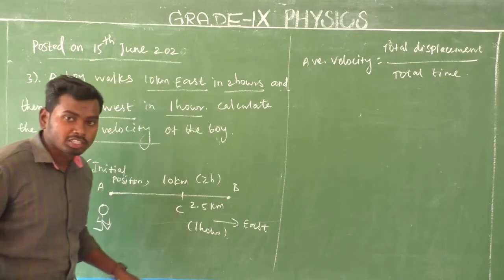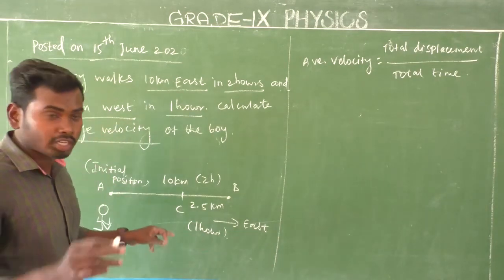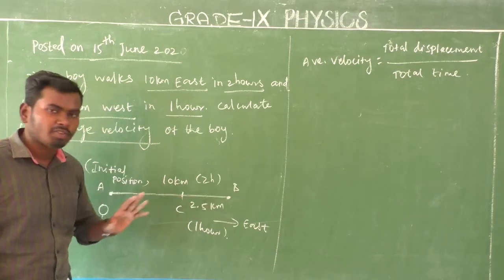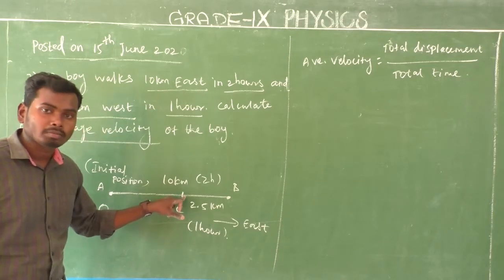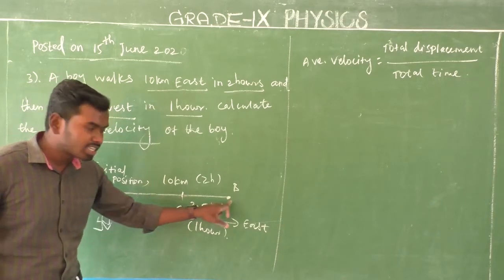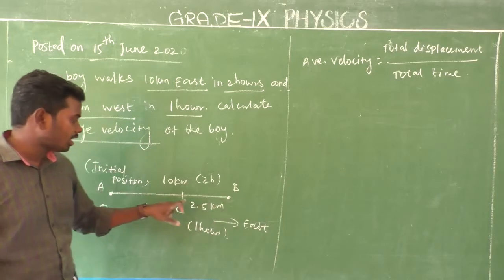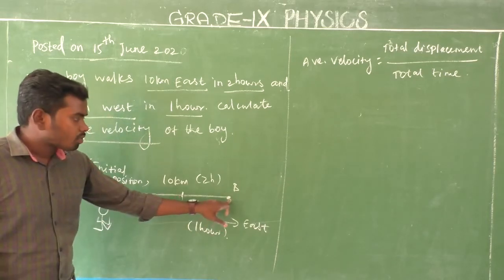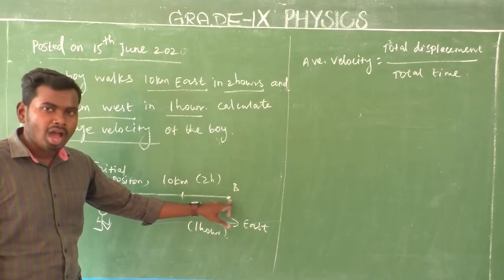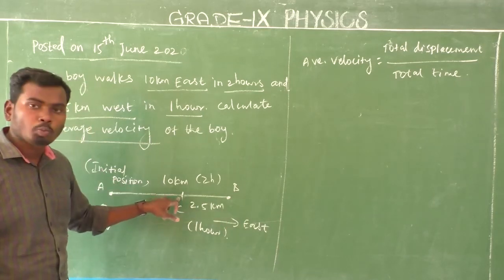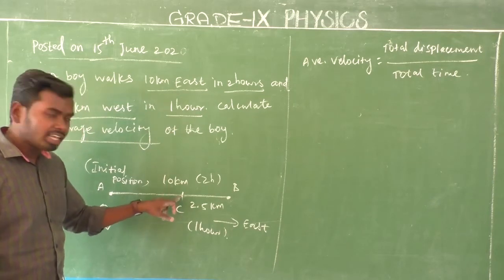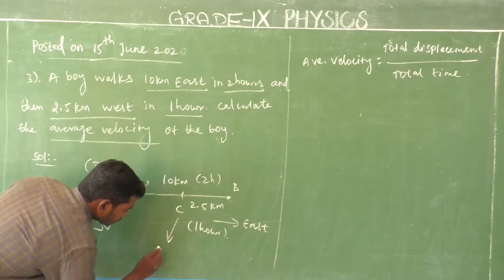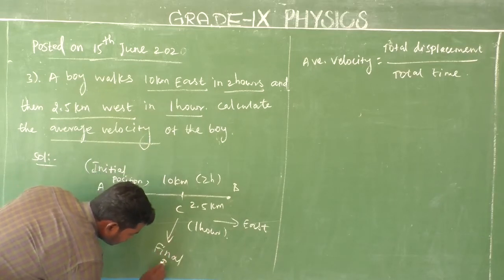Here which is the final position? This is a very important question. Whether it is B or C. C is the final position. Am I right? B is not the final position. You don't get confusion. Is it clear? C is the final position because after reaching the point B, again the boy moves along the same path and comes to position C. So C is a final position. Is it clear?